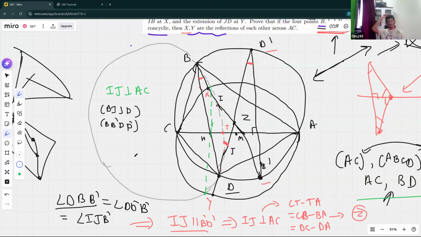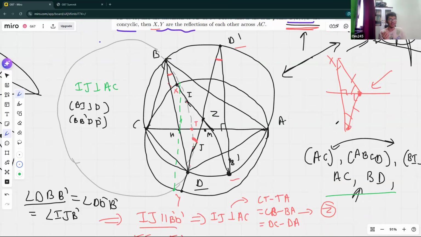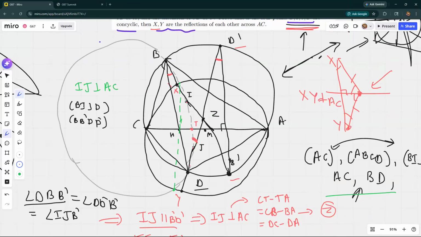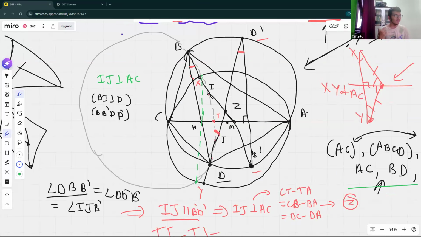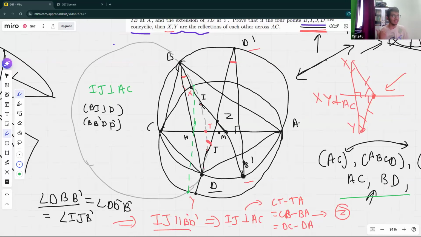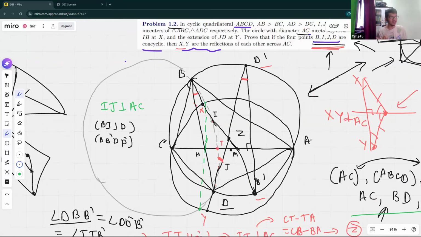Now, if we prove XY parallel to IJ, we are done. Or XY parallel to B dash C dash, we are done. Yes, exactly. Because these lengths are equal, we basically want to prove XY is perpendicular to AC. How can we do that? Now it's like backward tracking, right? We want to prove XY is perpendicular to AC, and because we have IJ perpendicular to AC, if you do angle chasing, basically this angle should be equal to, wait, what is this? I haven't drawn XY yet, but that should be equal to this angle.